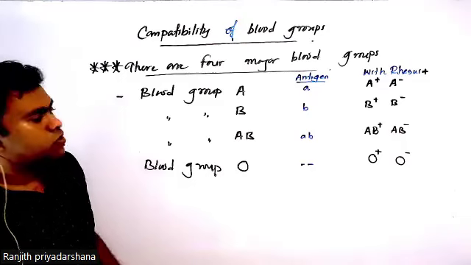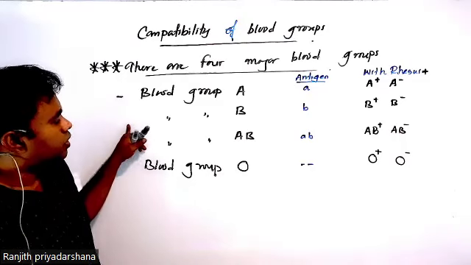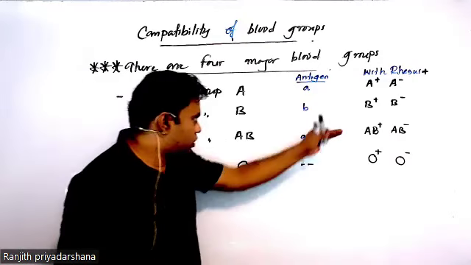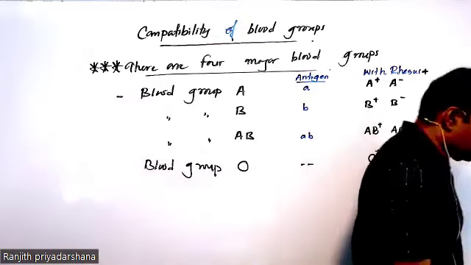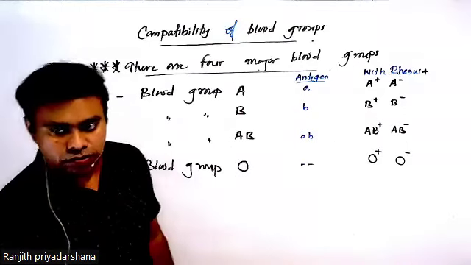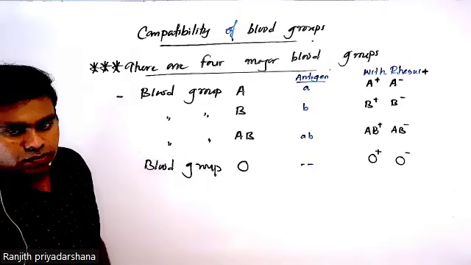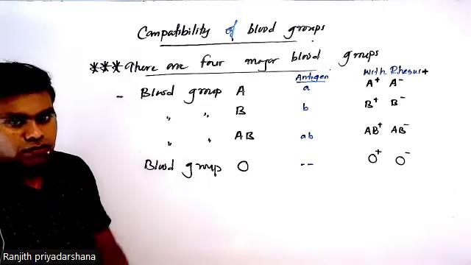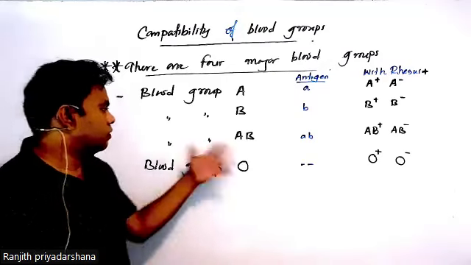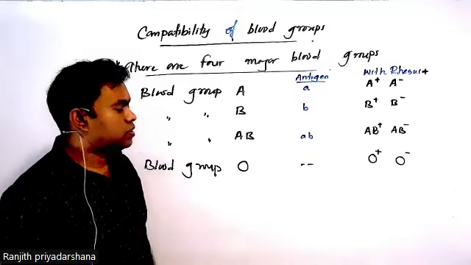Right. First, let's see the compatibility of main blood groups irrespective of the rhesus factor. Blood group A, blood group B, blood group AB, blood group O, like that.